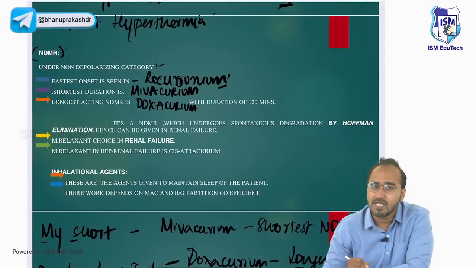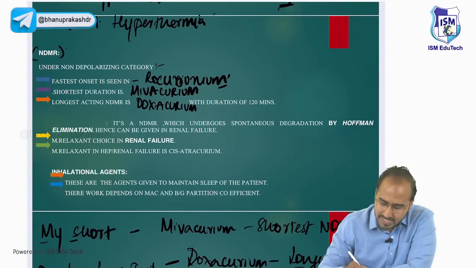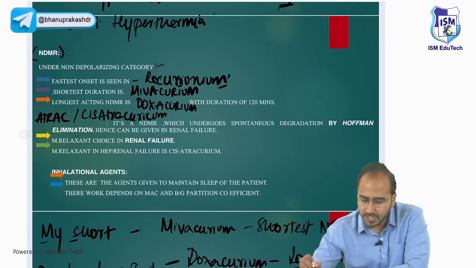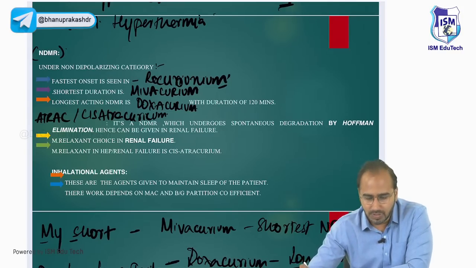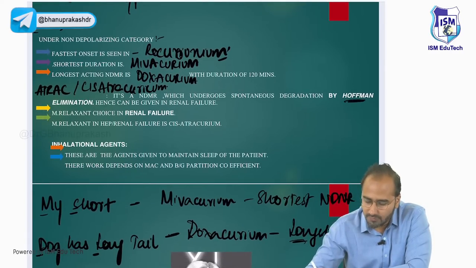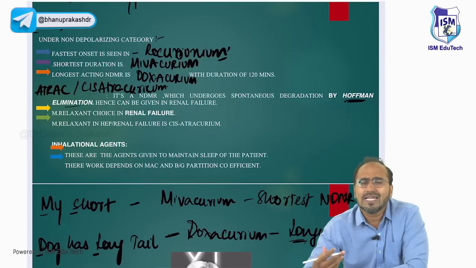So where are they being metabolized? They are metabolized by a spontaneous degradation process, which is called Hofmann elimination. What are those muscle relaxants, guys? Atracurium and cisatracurium. These are the drugs undergoing spontaneous degradation, which is called Hofmann elimination.